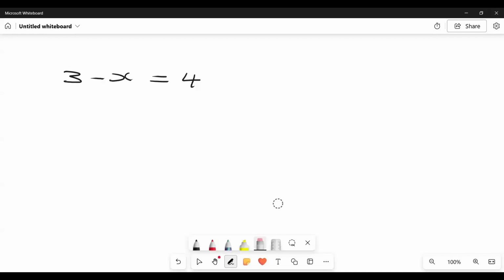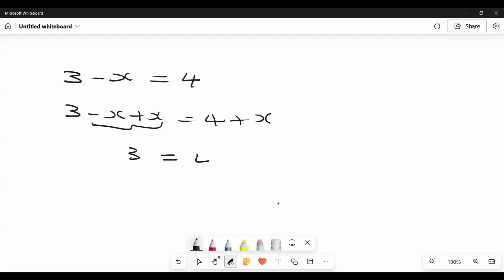Another approach is this. Some people do this. Add x to both sides. So you get 3 minus x plus x equal 4 plus x. So these two will become 0, and you're left with 3 equal to 4 plus x, right? Now this resembles what you were dealing with all the time. You can write it back like this: x plus 4 equals 3, right? Same thing.